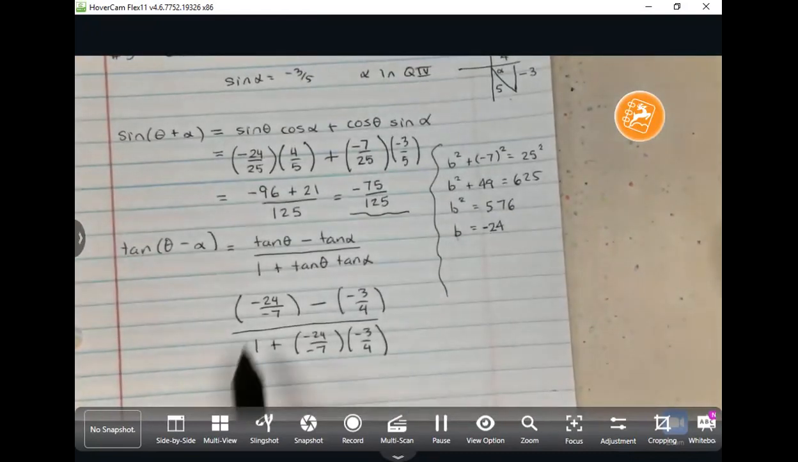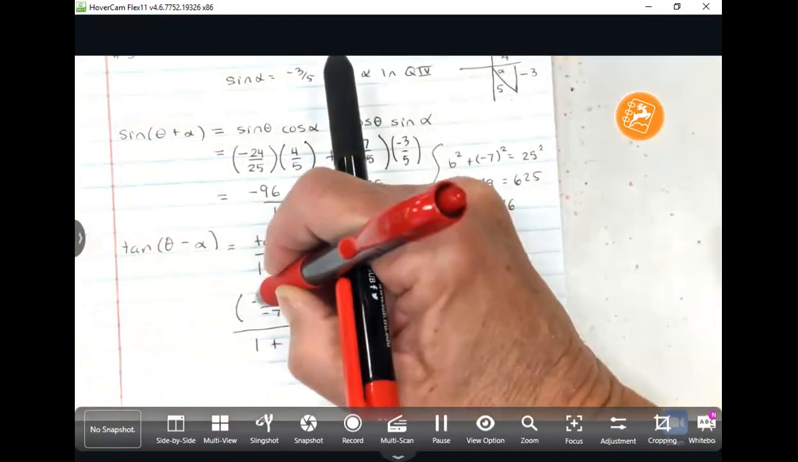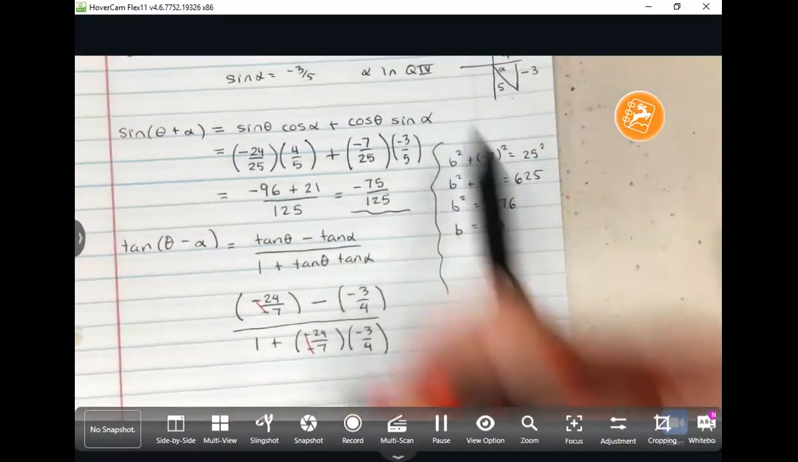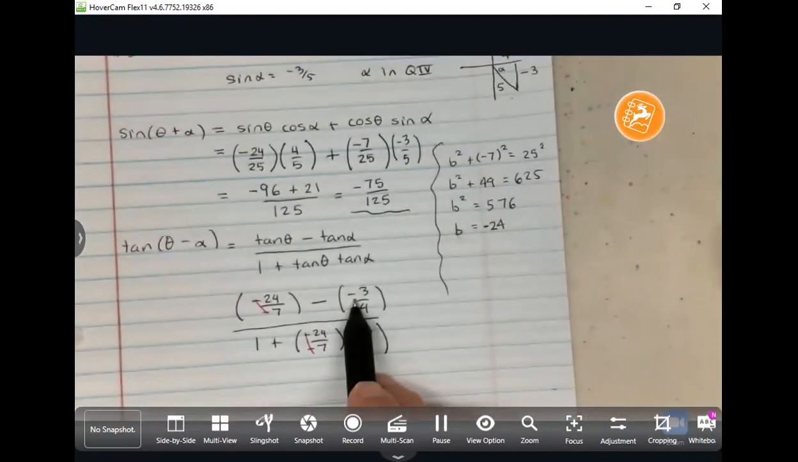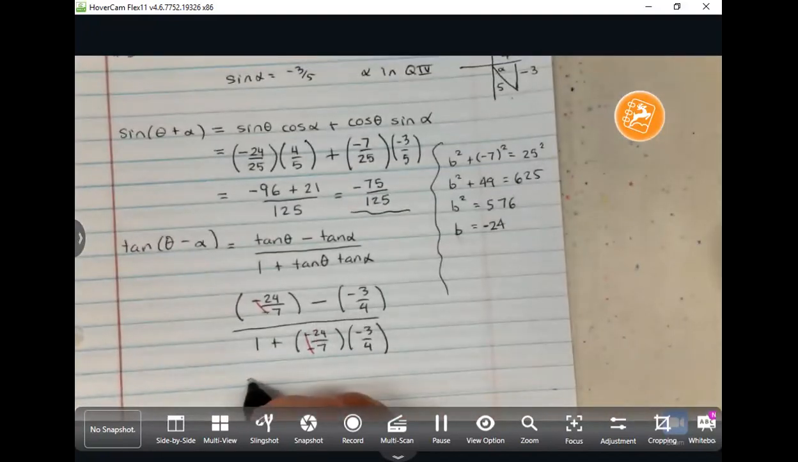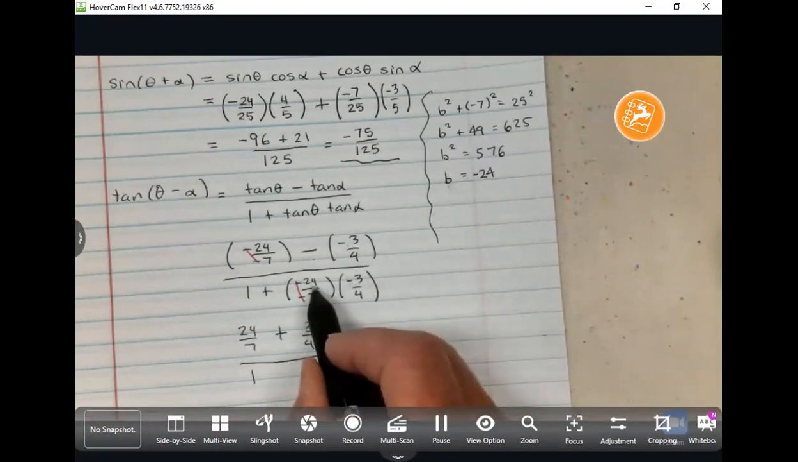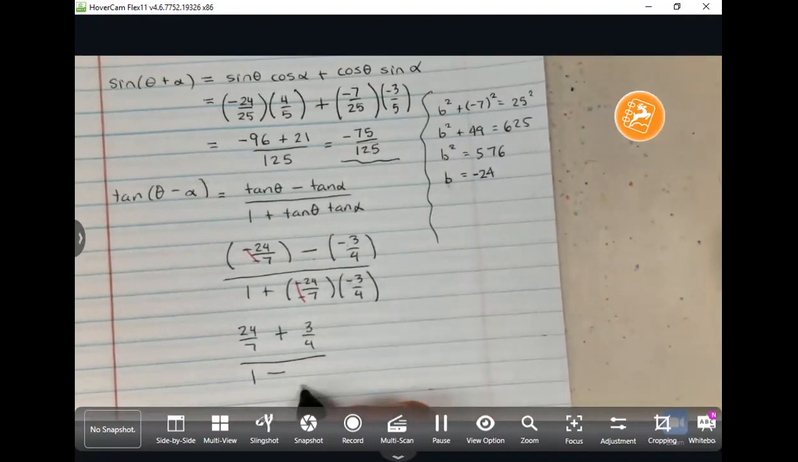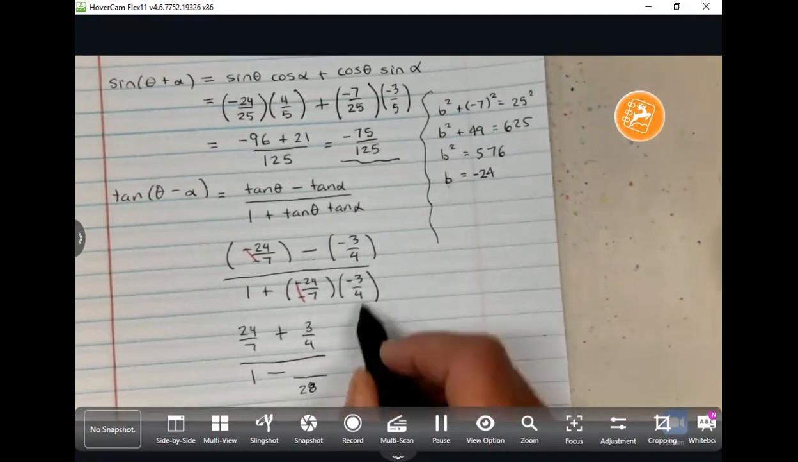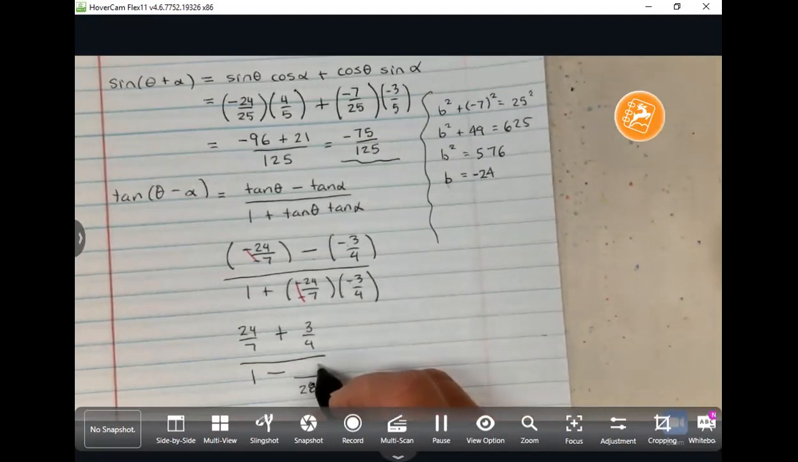All right, these two negatives cancel and make me a positive. So I've got a positive 24 over 7. Two minuses will tell me to add that with 3/4. On the bottom, we have 1. Well, that's going to be a negative times a positive will be a negative. 4 times 7 is 28. 3 times 24 is 72.